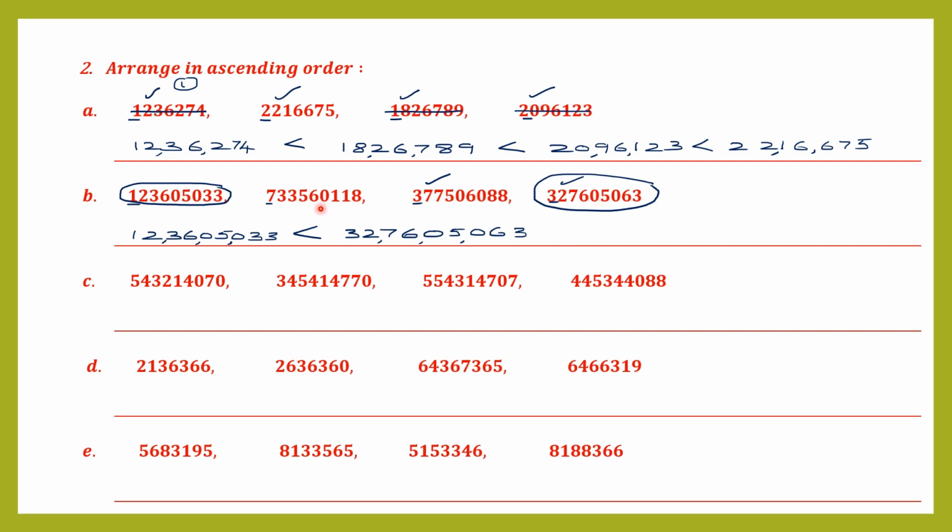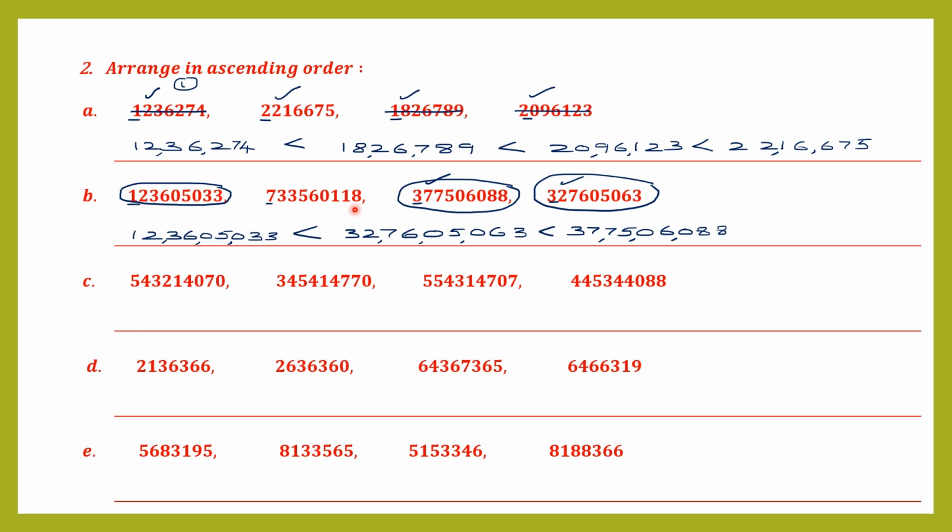Now here there are two numbers. Look at the extreme left. Here we have 7. Here we have 3. The smaller one is 3. So we write this number next. So this is the third number. Let's write it down. So that is 377506088. Put commas according to the Indian system and read it: 37 crore 75 lakh 6088.